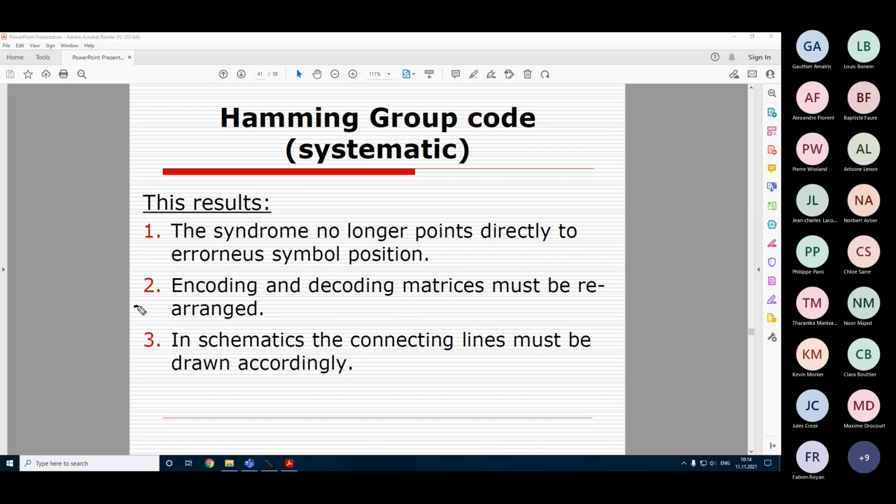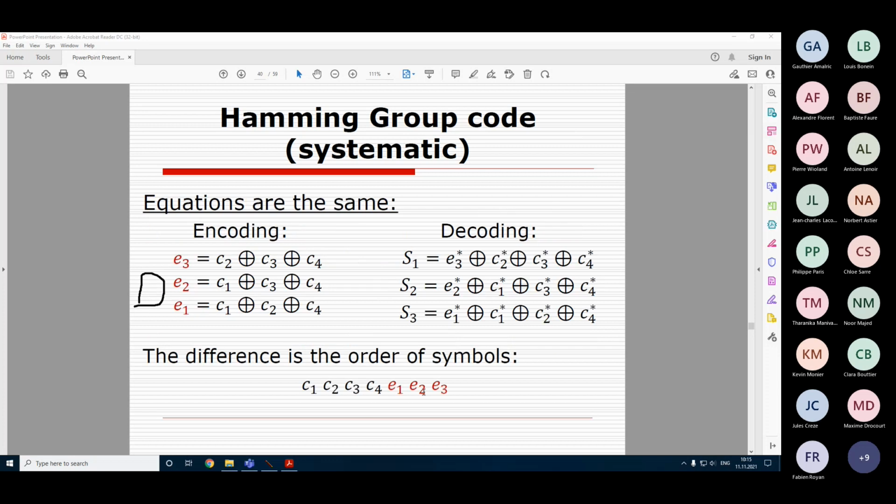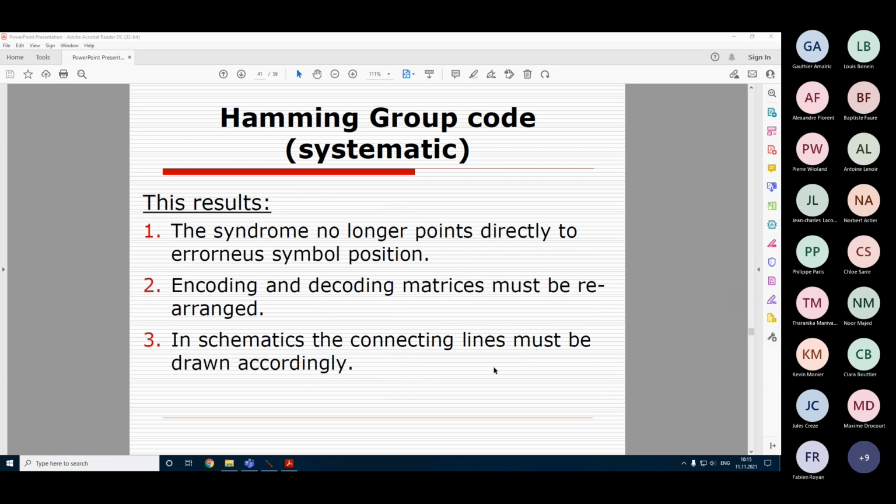Furthermore, the encoding and decoding matrix as well must be rearranged. Yes, and in the schematic, basically what changes is where each cable goes. We'll get to schematics right now as well. Furthermore, Mr. Chen will show you even more during the third part of our lectures today.